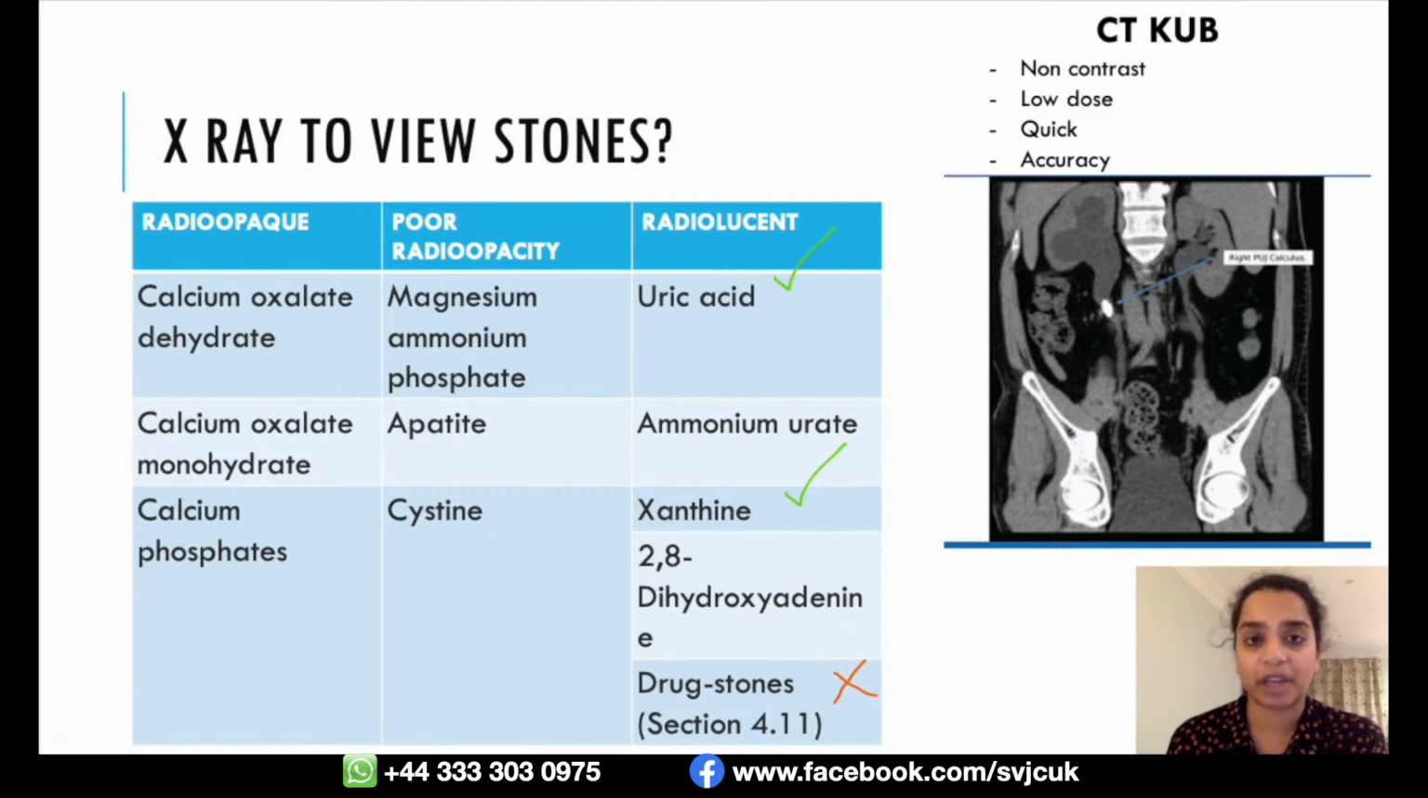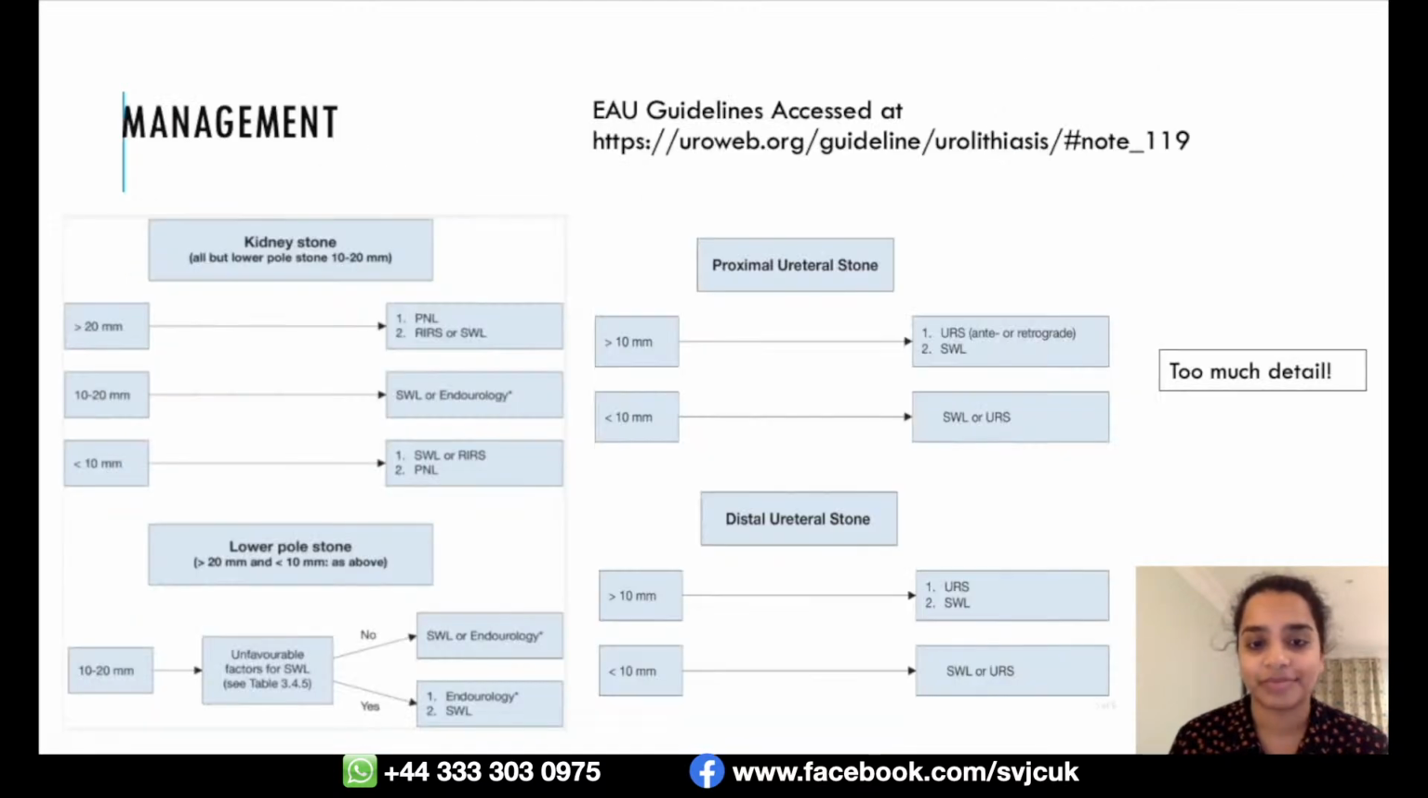CT-KUB can actually pick up on uric acid stones and xanthine stones, although not necessarily on drug stones. Now, if you try to search on the internet about how to manage stones, you'll find lots and lots of different flowcharts and guidelines, and these ones are from the EAU guidelines. They're quite useful, but perhaps a little more detail than you need for your exams.